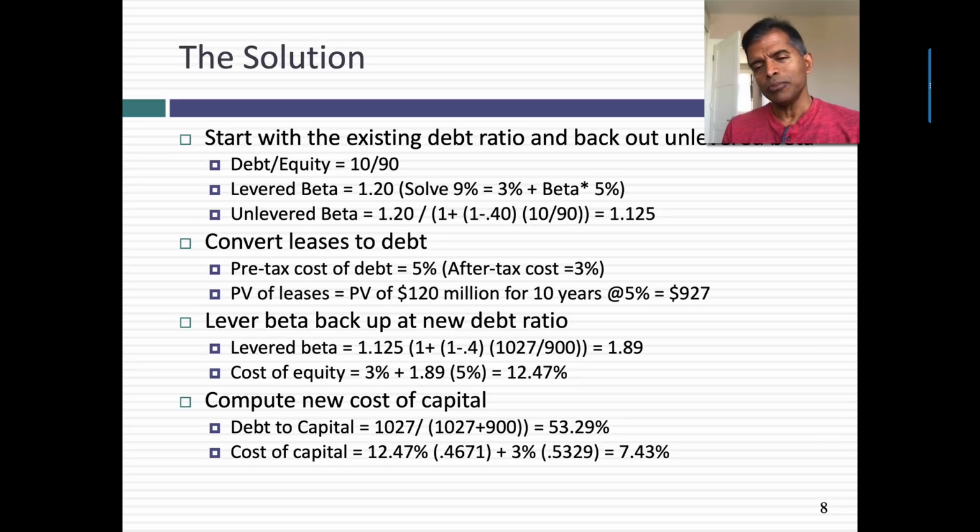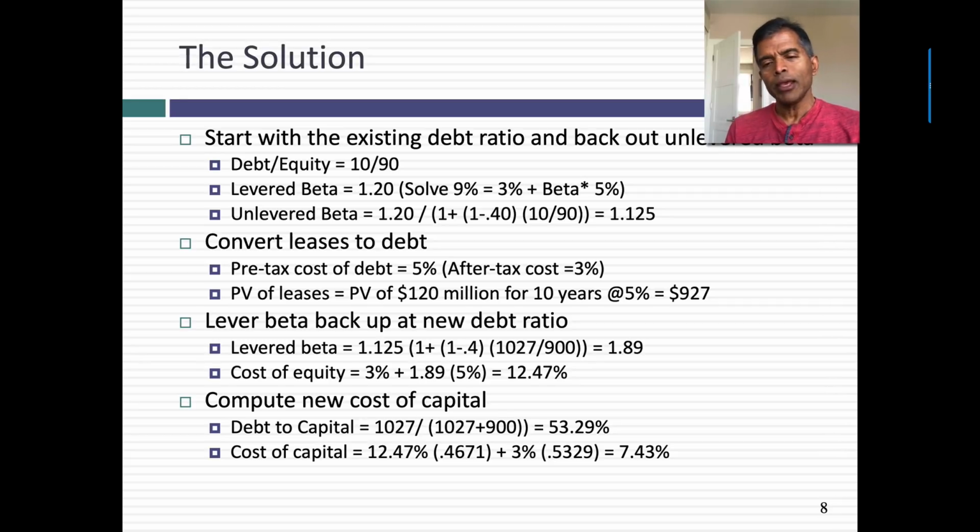Please, by now you should be computing the present value of an annuity using the annuity formula. Because if you have to take 120 million every year for 10 years and discount them back individually, it's going to take you a lot of time. So by now, I hope you've got the payment button on your calculator at least nailed down. Present value is 927 million.